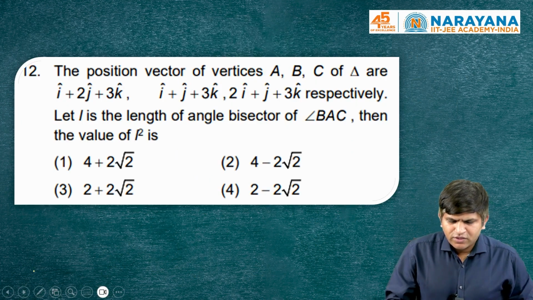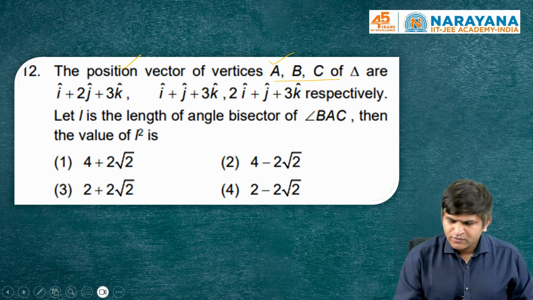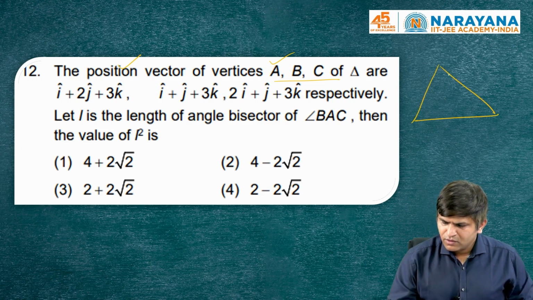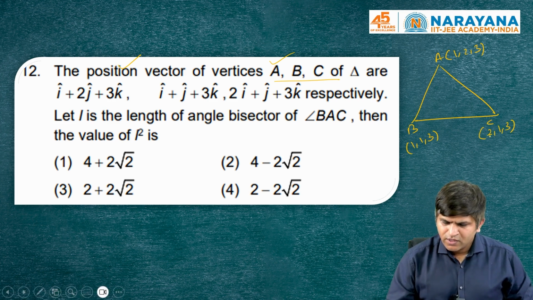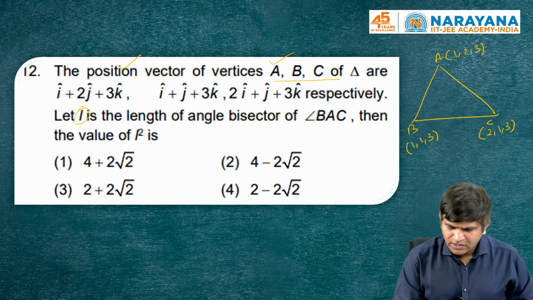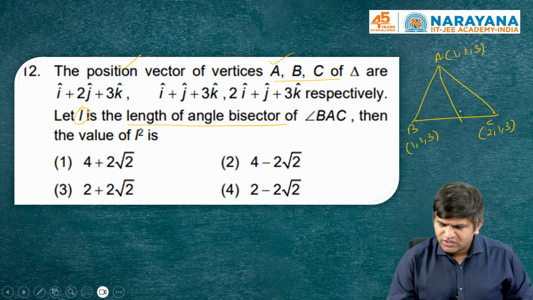Okay, so in this problem, the position vectors of the vertices of the triangle ABC are given. So let's draw. A is 1 2 3, B we have 1 1 3, and C we have 2 1 3. Okay, now L is the length of the angle bisector of angle BAC. So this angle bisector is there. So this length they are asking.